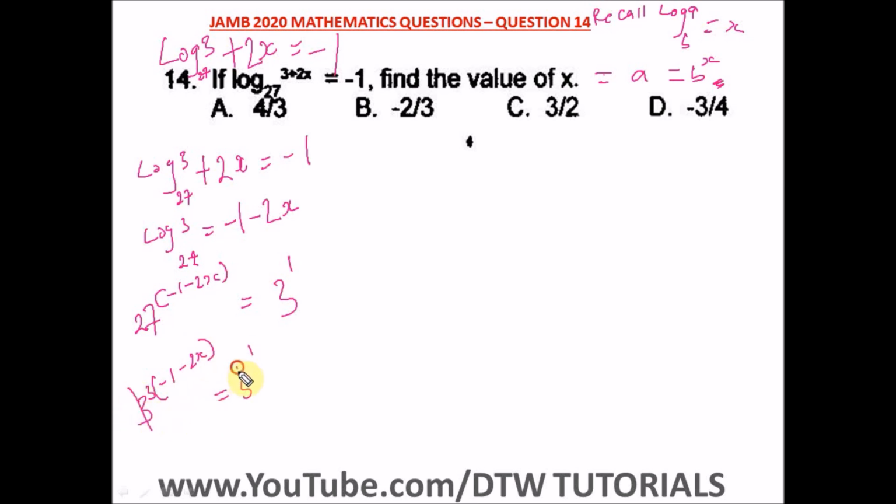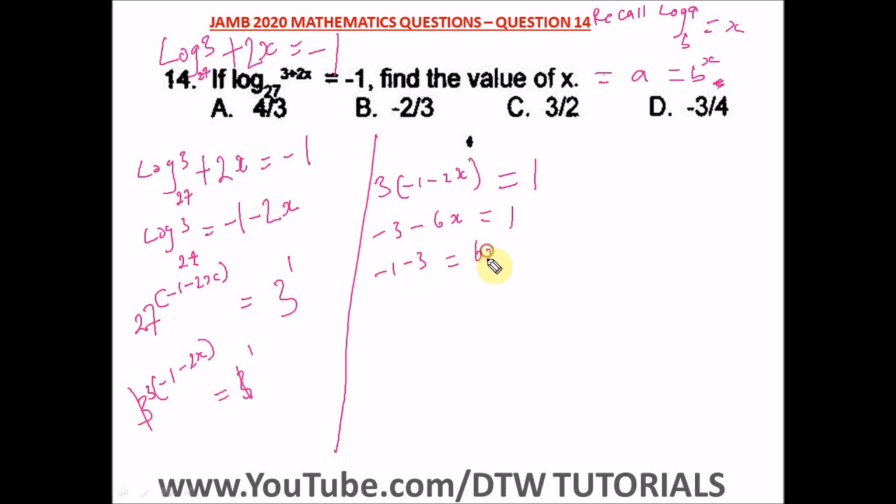So this will cancel this because they are the same and they terminate each other, leaving us with 3 bracket minus 1 minus 2x close bracket equals to 1. Open the bracket, we have minus 3 minus 6x equals 1. So collecting like terms, we have minus 1 minus 3 equals to plus 6x, because once this comes over here it becomes plus. So we have minus 4 equals to 6x.